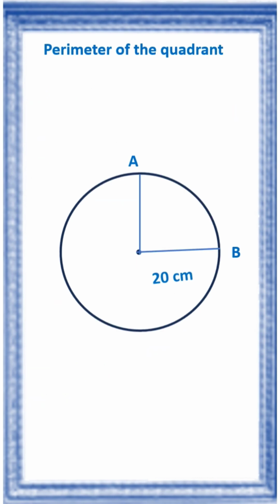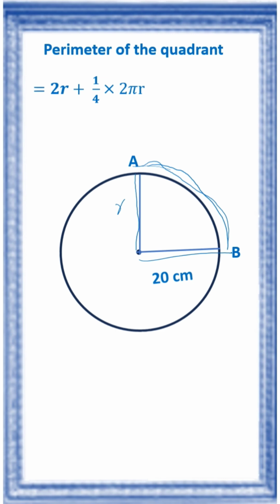Now let us find the perimeter of the quadrant. Here observe that perimeter of the quadrant, this plus this one, AB. So 2r, this is the radius, that is 20 centimeter. This length, how can you calculate? Full length is equal to how much? 2 pi r is the circumference of the circle. 1 by 4, 2 pi r. So 2r plus 1 by 4, 2 pi r.